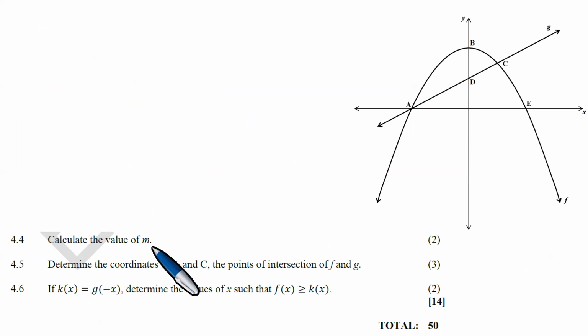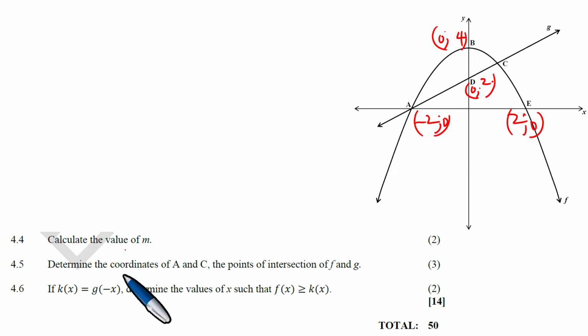Calculate the value of M. Here we know it's minus 2, 2, here it's 2, here is 4. And so we're writing these as coordinates. Calculate the value of M.